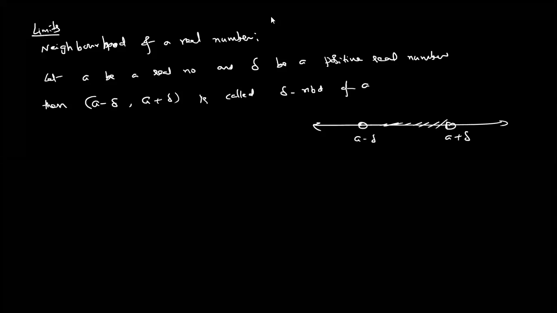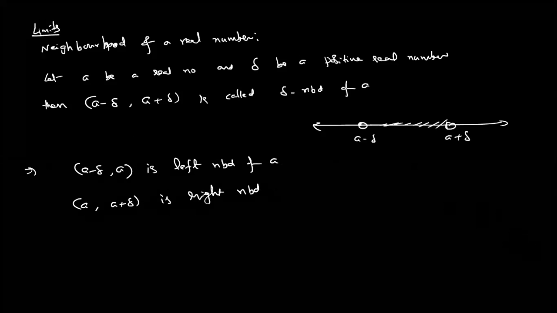Now, (A minus delta, A plus delta) is called the delta neighborhood of A. In this case, (A minus delta, A) is the left neighborhood of A, and (A, A plus delta) is the right neighborhood of A.